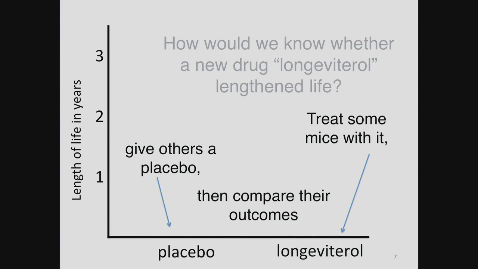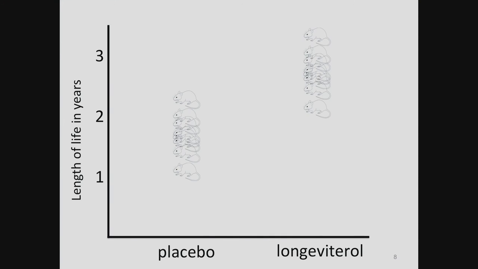And then you compare their outcomes across these two treatment and control groups, and let's see if this is visible. Well, somewhat. So there are a bunch of little mice. And the y-axis is your outcome. It's your length of life in years for the mice, and so they live about 2 years. And so there's a spread of lifespans there for the placebo group, the control, and then there's a spread of lifespans for the longevirtrol group, the treatment.